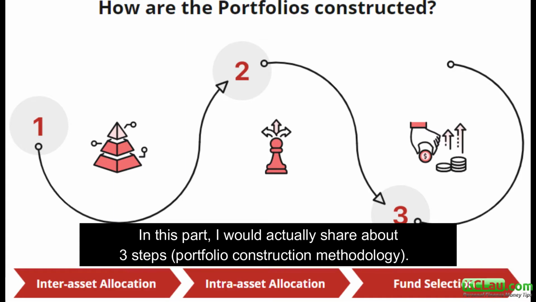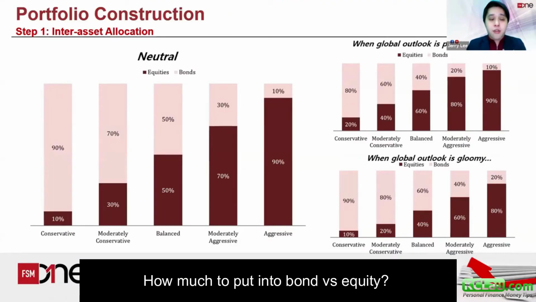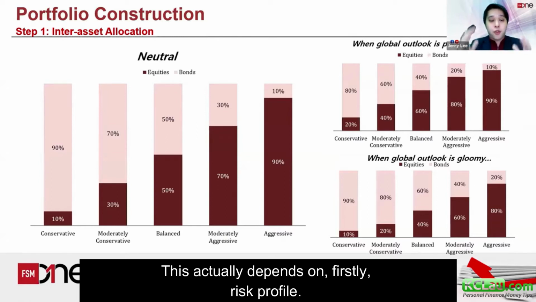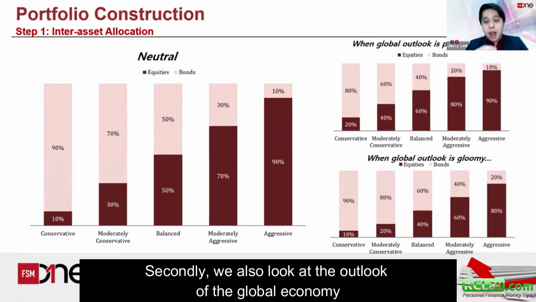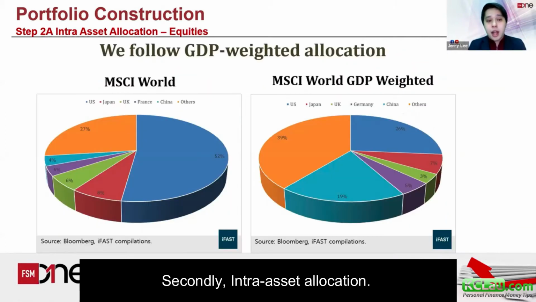In this part, I will actually share about 3 steps. So we have the first step, inter-asset allocation: how much to put into bond versus equity. This actually depends on your risk profile, is one thing. Secondly, we also look at the outlook of the global economy and also the valuation of the bond versus equity markets.